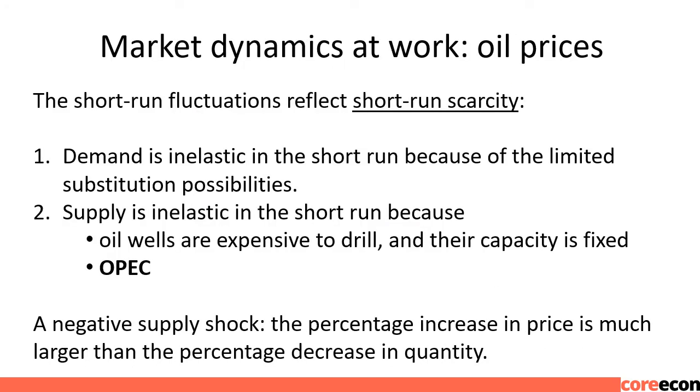Market dynamics at work. Oil prices. The short-run fluctuations reflect short-run scarcity. 1. Demand is inelastic in the short run because of the limited substitution possibilities. 2. Supply is inelastic in the short run because oil wells are expensive to drill and their capacity is fixed. Organizations like OPEC can artificially reduce the quantity of oil coming to the market. A negative supply shock thus leads to the percentage increase in price being much larger than the percentage decrease in quantity.